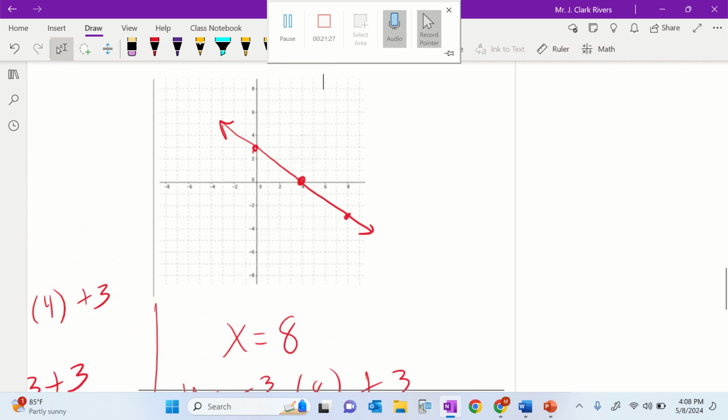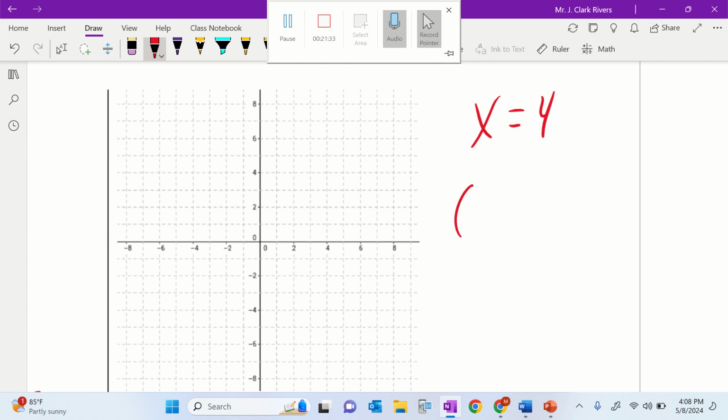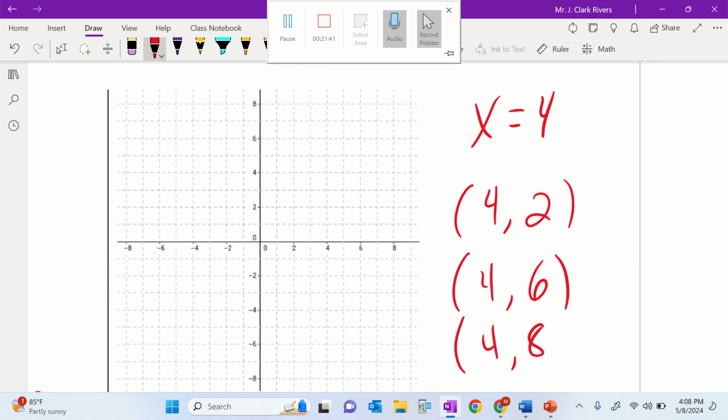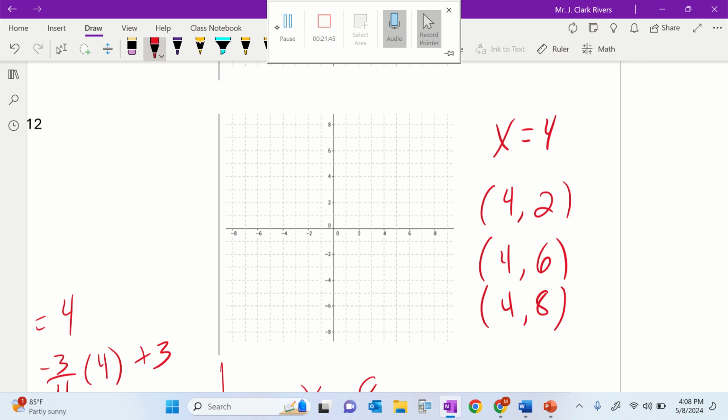Well, the IXL wouldn't give it to me, but I'll just tell you what happens here. Sometimes you'll get X equals some number, like X equals 4. So here are some ordered pairs that would satisfy that. 4, 2, 4, 6, 4, 8. As long as X equals 4, you're good. And when you plot those, 4, 2, 4, 6, 4, 8, what type of line do you get? You get a vertical line.